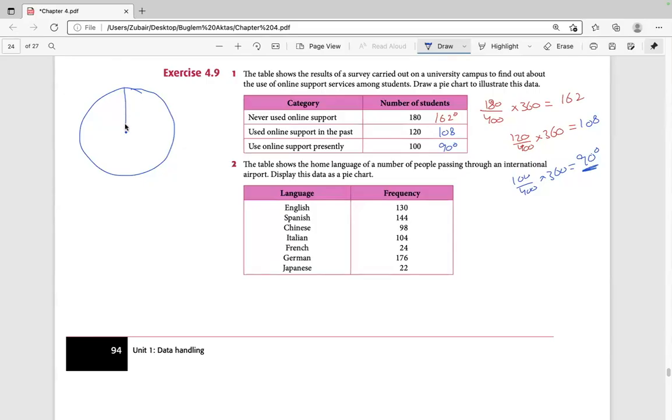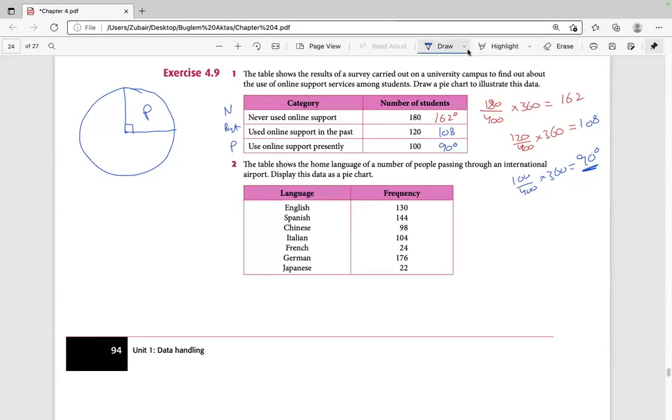So I draw a vertical line and a horizontal line. Currently, I'm just estimating. During an exam or on paper, it has to be accurate. We will use our protractor. I'll label the categories: use online support presently, use online support in past, and never used.